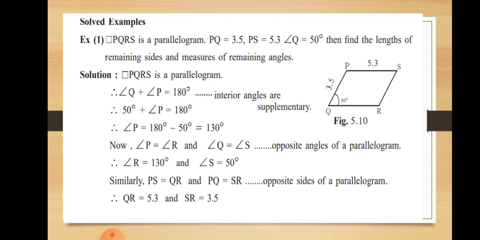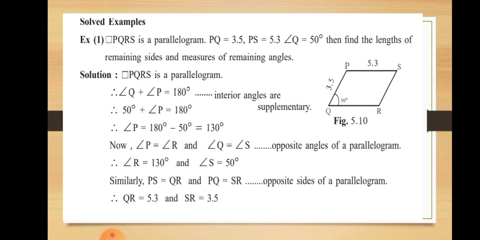Now, for the parallelogram, let us recall the properties. Opposite sides are parallel as well as congruent with each other. The second property: diagonals bisect each other. And as we know, the property of a quadrilateral is that the sum of the four angle measurements equals 360 degrees. So by using this property, we are able to solve this sum by different methods. First, let us discuss the method given in your textbook.